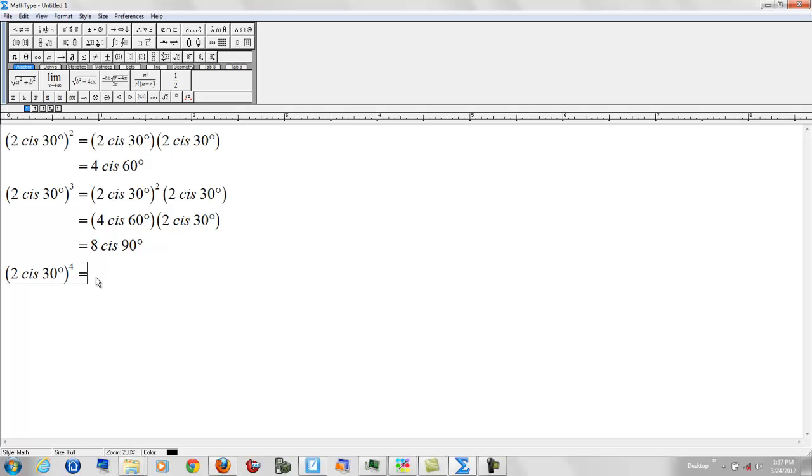For consistency's sake, I'm going to write it as the previous power and then just have another factor of 2 cis 30 multiplied to that. So I'm going to rewrite this as 2 cis 30 degrees to the third times 2 cis 30 to the first. And now we have the substitution. 2 cis 30 to the third is 8 cis 90 degrees. Put that in parentheses. Multiply that by 2 cis 30 to the first. And again, we put ourselves in a situation where we're just multiplying two complex polar numbers. 8 times 2 is 16. Cis, now we have 90 degrees plus 30 degrees is 120 degrees.